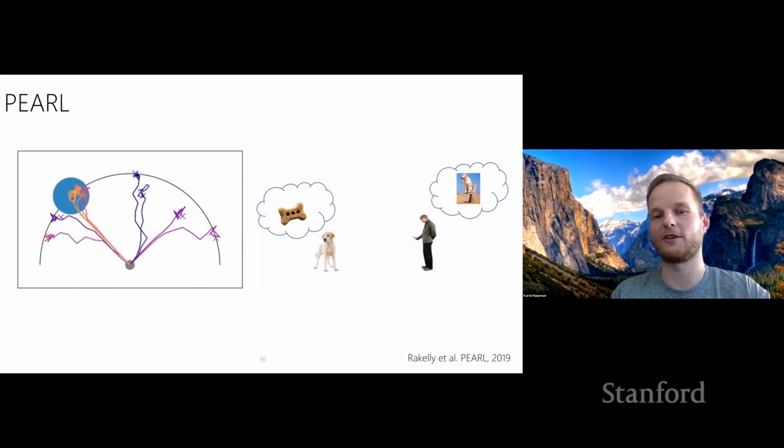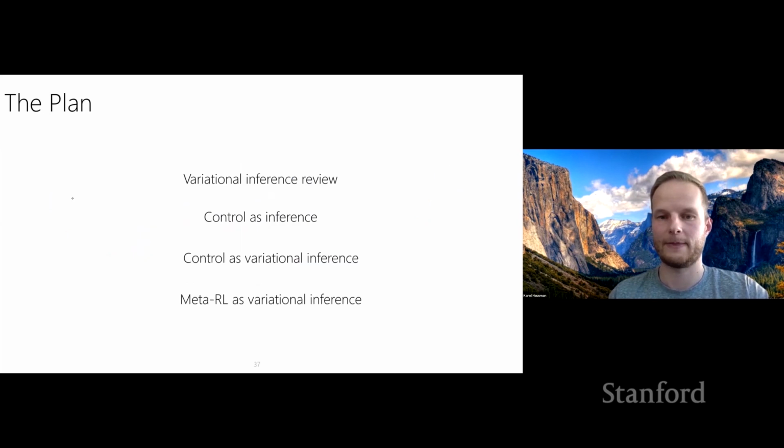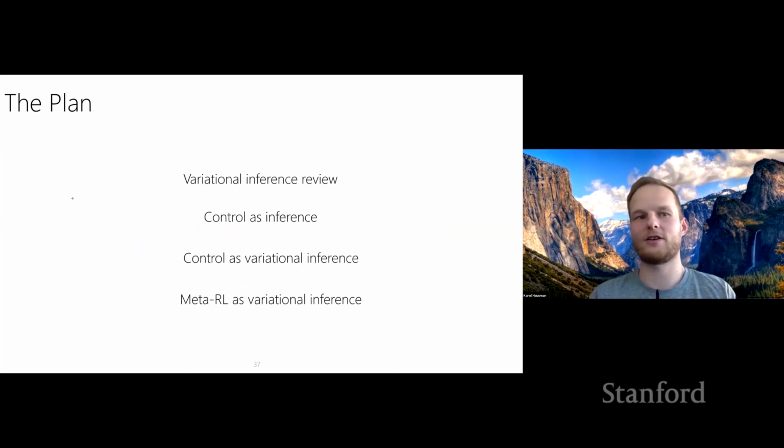So it behaves very similarly to what we described as a good strategy for the dog. All right, so that summarizes meta-RL as variational inference. Are there any questions to that?